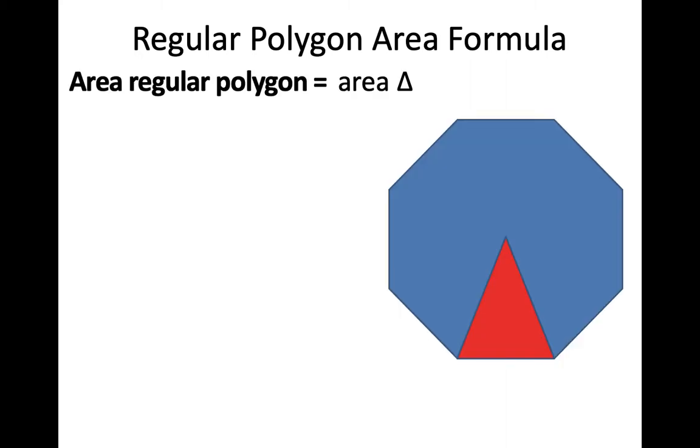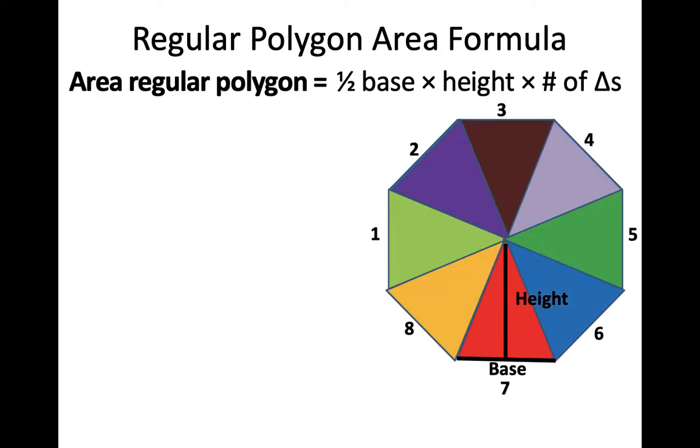All right, now let's use what we've learned about the apothems and triangles to come up with a formula for the area of regular polygons. Here is a regular polygon. To find its area, I first have to figure out how many triangles it has, and then figure out the area of that triangle. The area of that triangle is 1/2 base times height. Then I multiply that by the number of triangles, and that will get me the area of the regular polygon.